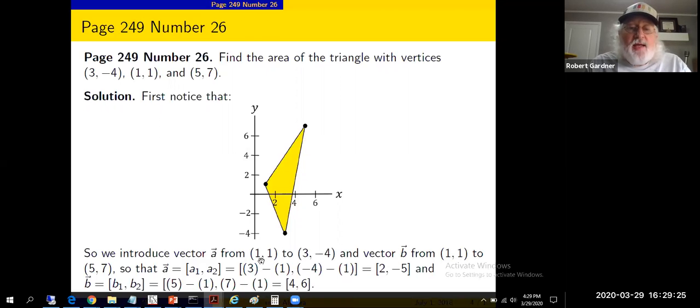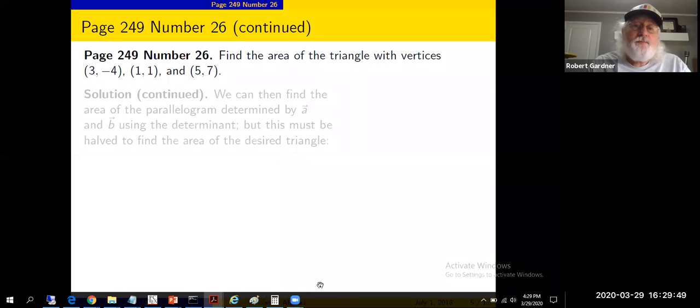So with A as a vector from (1, 1) to (3, -4), the components of vector A are 3 minus 1 and negative 4 minus 1. That is 2, negative 5. The components of vector B from (1, 1) to (5, 7) would be 5 minus 1, 7 minus 1, giving us a vector B of 4, 6. So let's take those vectors.